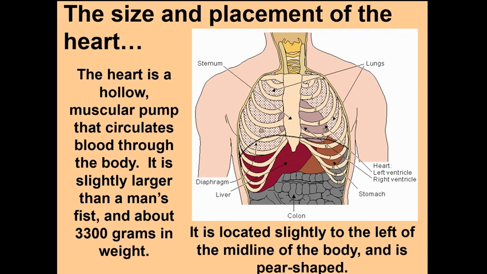So let's continue on to the size and placement of the heart in our body. There's a lot of misconception about this, and we'll cover that. The heart is a hollow, muscular pump that circulates blood throughout the body. It is slightly larger than a man's fist, and it weighs about 3,300 grams. It is located slightly to the left of the midline of the body and is pear-shaped.